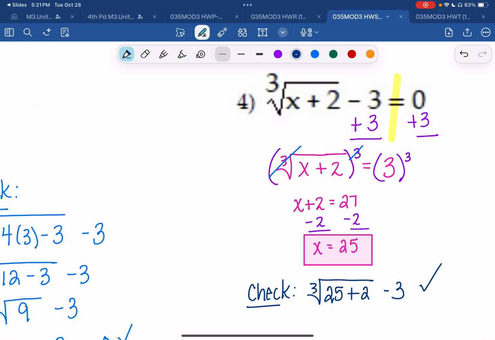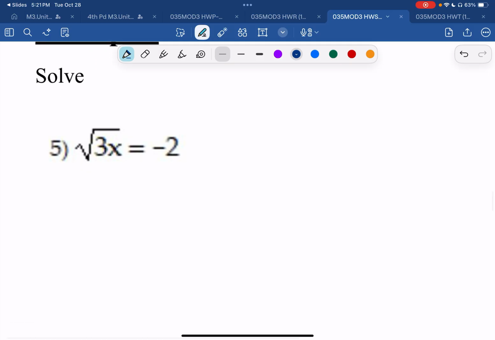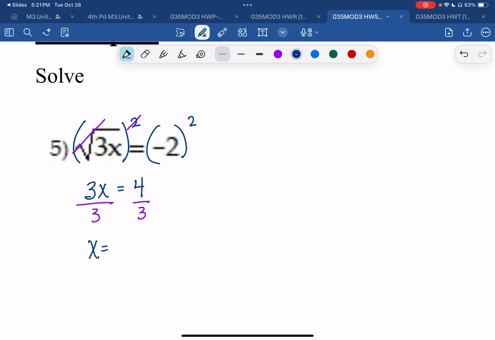Right, let's look at the next one. So here it says to solve. We've got our square root isolated, so I'm going to start by squaring both sides. And then this square root and square cancel. So I've got 3x equals negative 2 squared, which is 4. I'm going to divide by 3. And then I've got x equals 4 thirds.